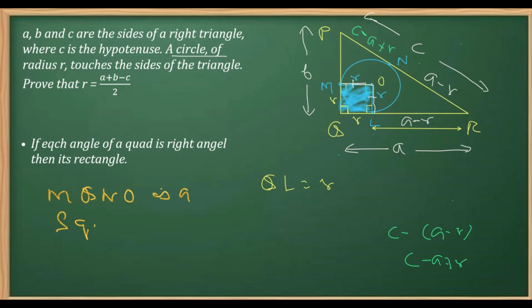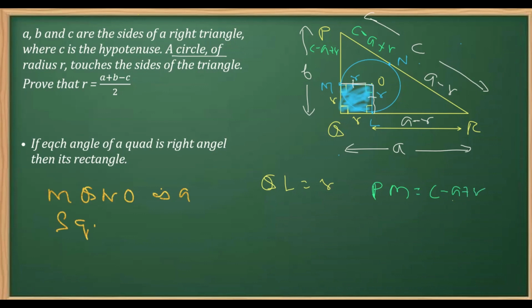Now, if this is C minus A plus R, applying tangent from the same exterior point, you'll be writing this length as well the same. This should also be C minus A plus R. That is this length. So we got PM here, right? PM comes out to be C minus A plus R.